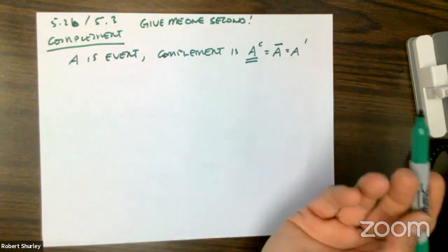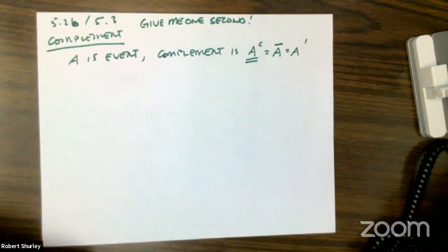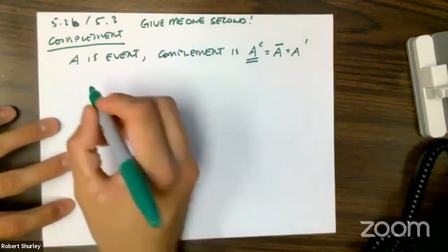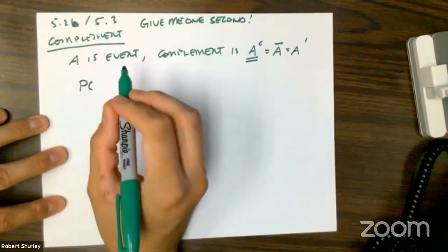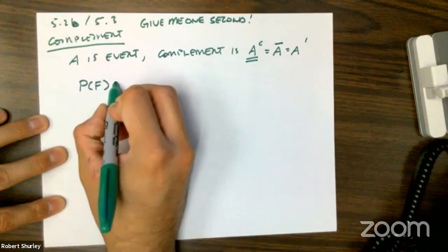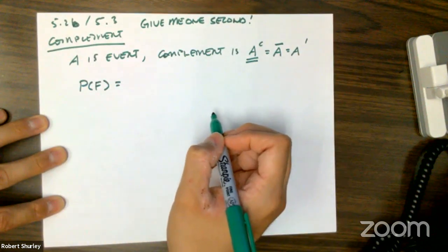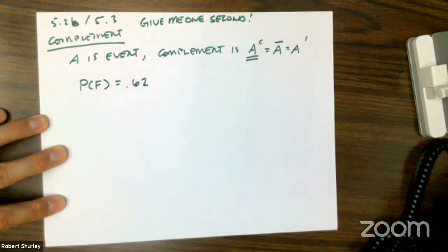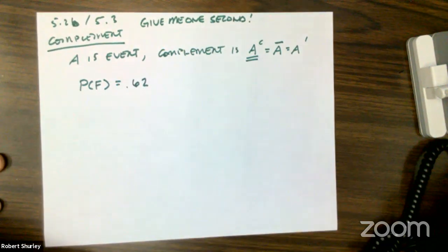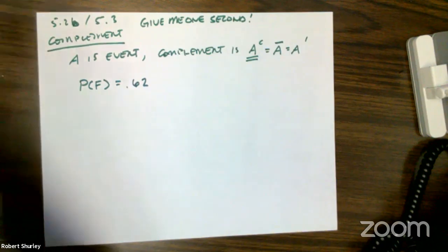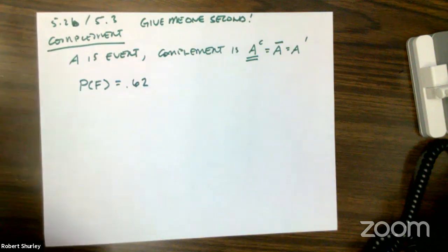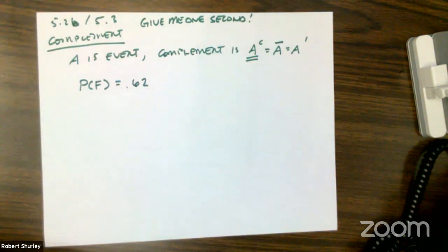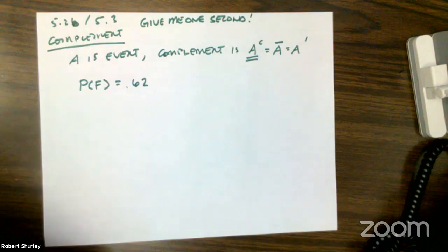Let me give you a basic example. Let's say I look up the stats on our campus, and the probability of you being a freshman is 0.62. The complement of that would be not being a freshman. Let's say we were on a 4-year campus, where 62% of the campus is freshmen, which is a lot.